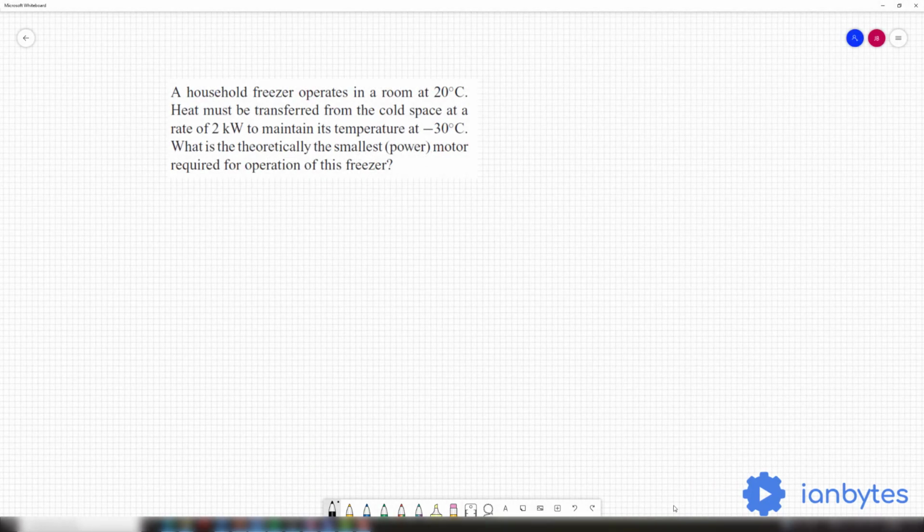Let us solve some sample problems before we end this video. A household freezer operates in a room at 20 degrees Celsius. Heat must be transferred from the cold space at a rate of 2 kilowatts to maintain its temperature at negative 30 degrees Celsius. What is the theoretically smallest power input in the motor required for operation of this freezer?